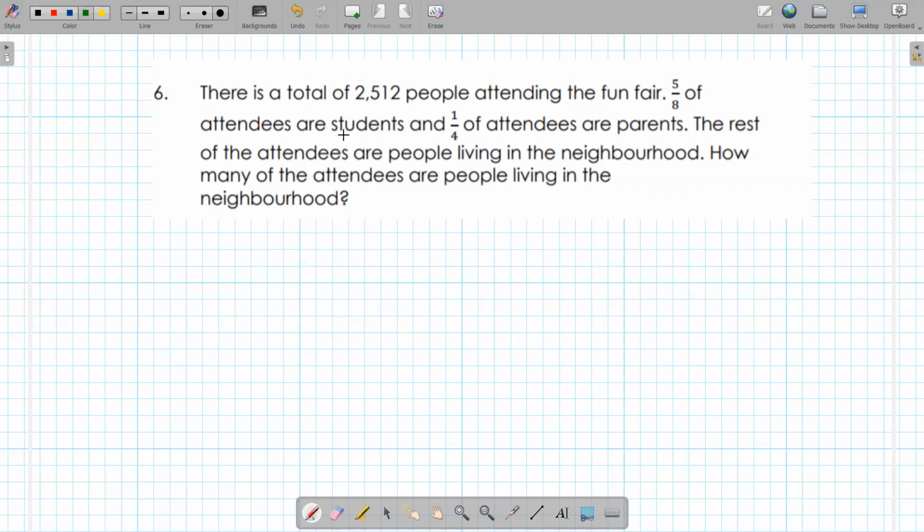So 5/8 are students, 1/4 are parents, right? The rest of the people are living in the neighborhood. And the question is how many attendees are living in the neighborhood? So what's the first step? You could do 5/8 times the total. No, don't do that. How about we find the fraction of the people that live in the neighborhood first? What's that fraction?